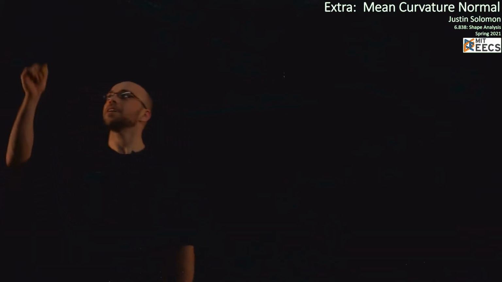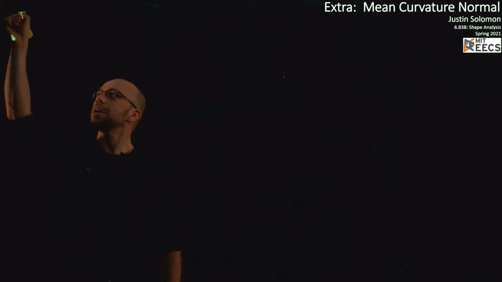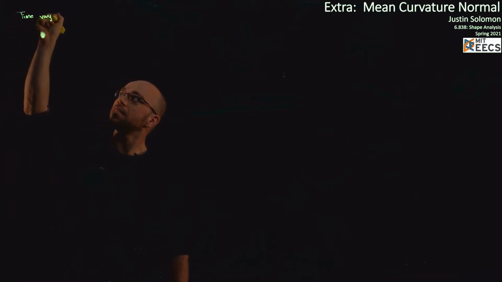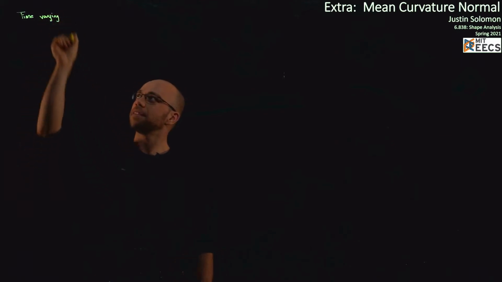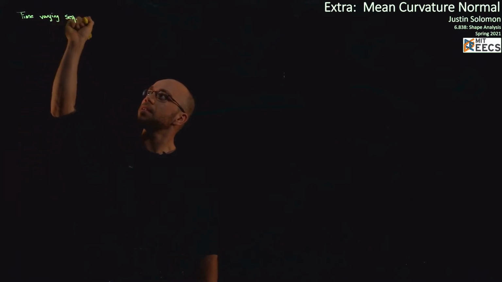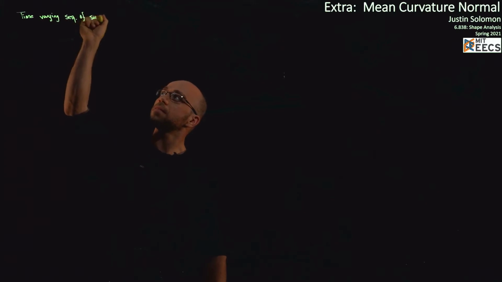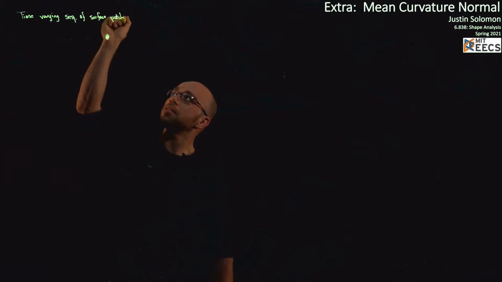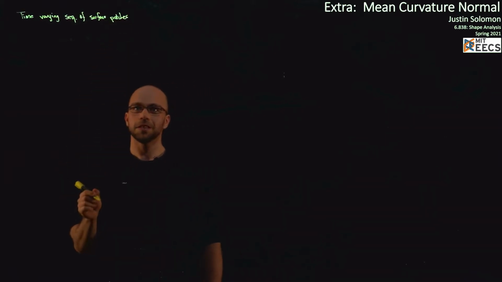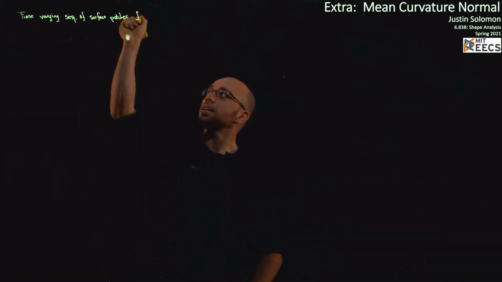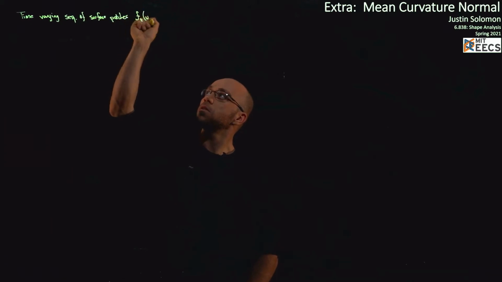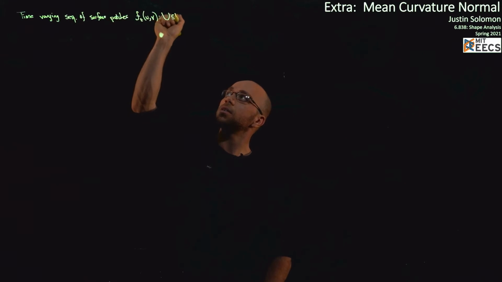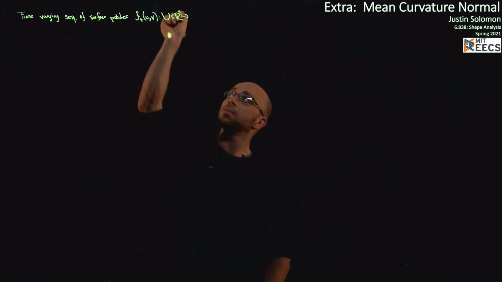We're going to assume that we have a time-varying sequence of surface patches. So we're going to say a sequence of surface patches. And we're going to assume that they're parametrized by a particular function, which we'll say is f_t of u comma v, which is going to go from some region U in the plane into 3D.